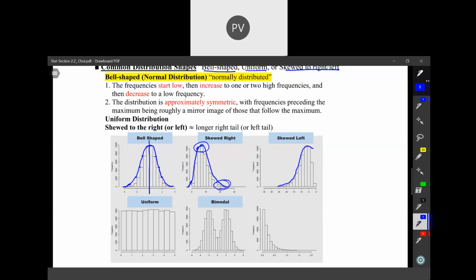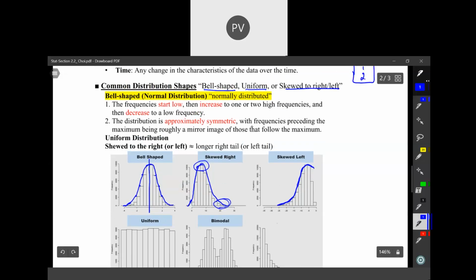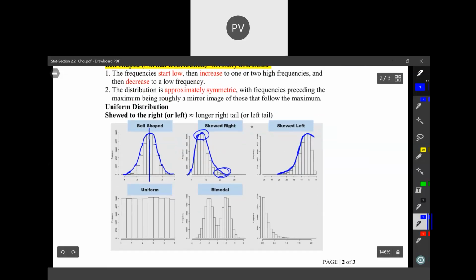For example, I can give you the COVID cases. At the start, even before COVID was known to everyone, the COVID cases were only few. It was low, right? And gradually it increased. So that is one example I can give you for skewed left.